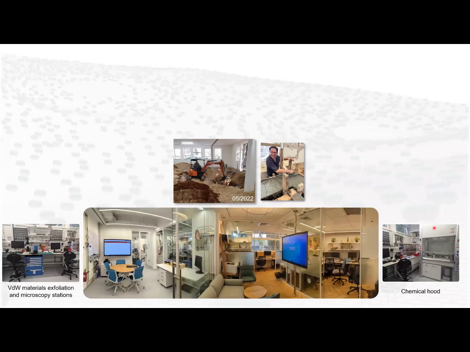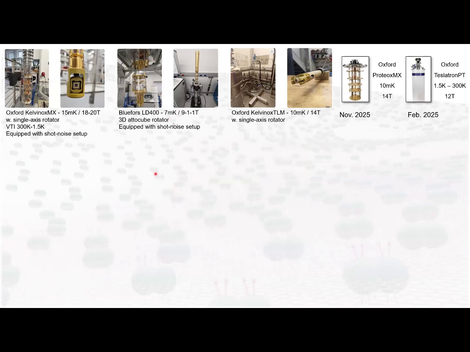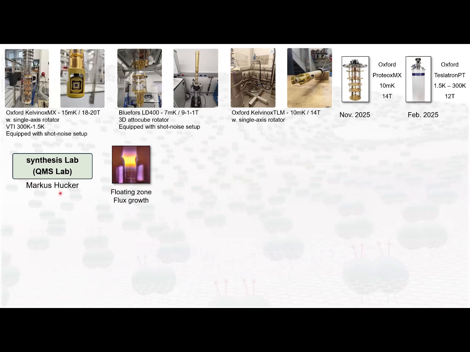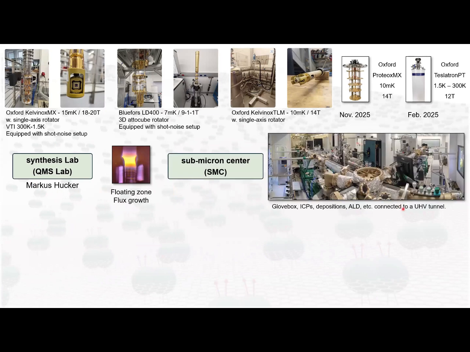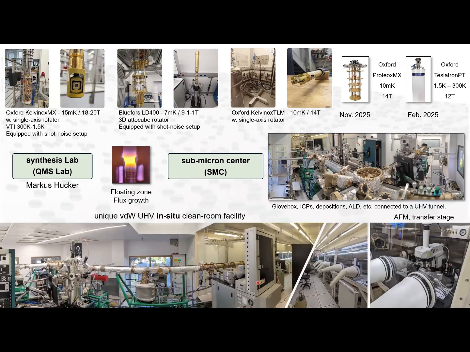So this is basically how we started 2.5 years ago with a tractor inside the lab. And this is how the lab looks like today. These are the fridges that we have. We are collaborating with the synthesis lab by Marcus Hooker, and we work in the submicron center. This is, by the way, something new in the last 3 years that we introduced in the submicron center. You can see here a glove box. This glove box has a transfer stage and an AFM, and it's connected into this ultra high vacuum tunnel, which connects to ICP, to deposition system, to ALD. And this system is more relevant to the last subgroup that I mentioned.